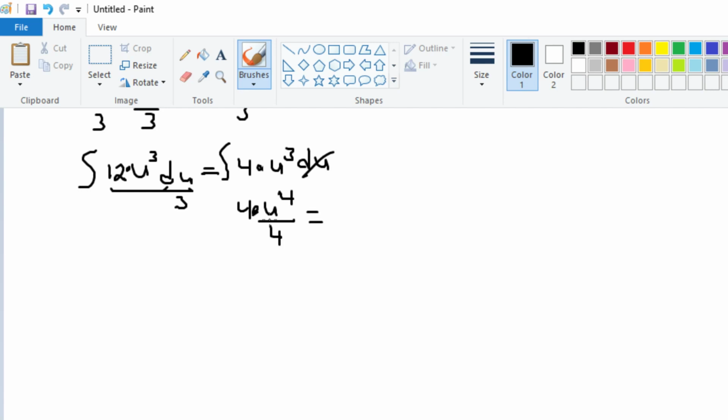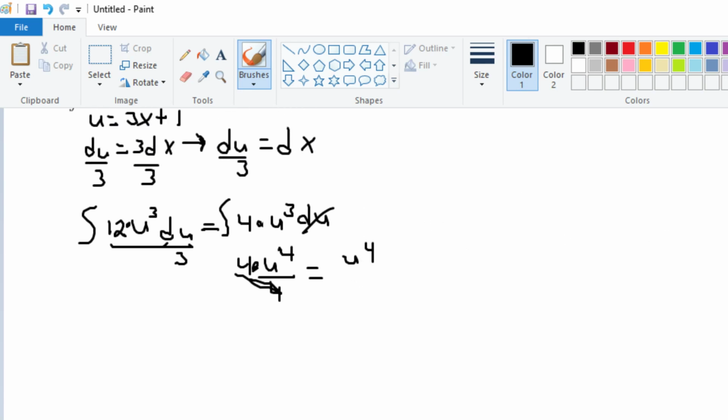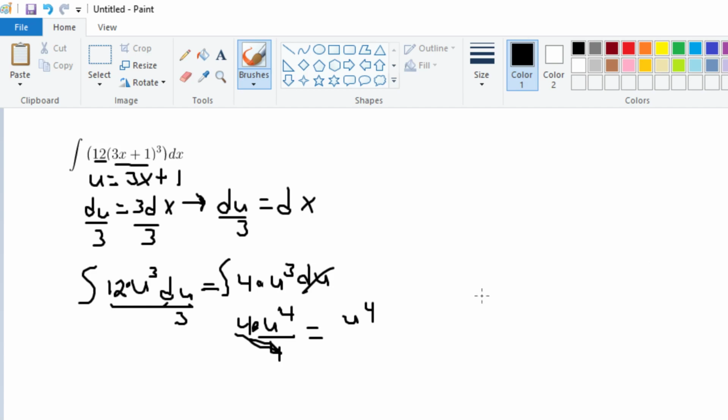So this is 4 divided by 4. That goes away. And we have u to the power of 4. Okay? Now we just replace u with what we said it was. And what was u? U was 3x plus 1. And this was all to the power of 4. And we're done. We found our integral.